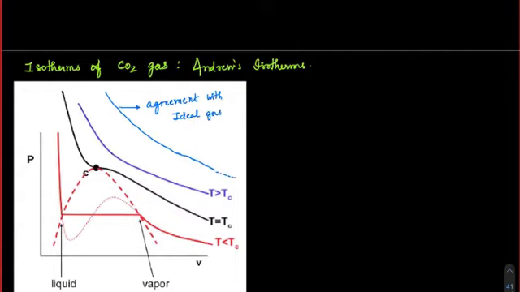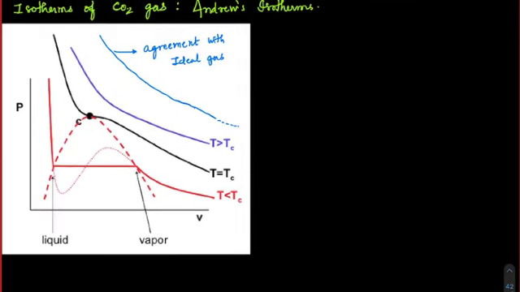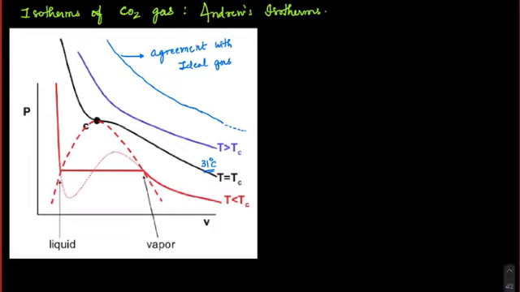Okay, so yes, it is in agreement with ideal gas. But as you keep decreasing the temperature and you bring it to a particular point, at this point, this is around 31 degrees centigrade for carbon dioxide. At 31 degrees, this side of the part is still in agreement with the ideal gas, but suddenly at this point it is not looking like an exponentially decreasing function.